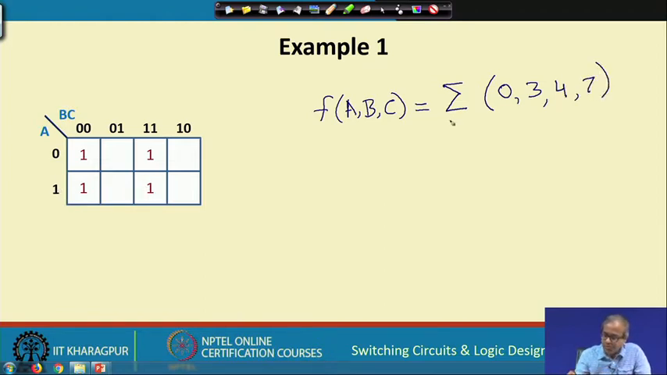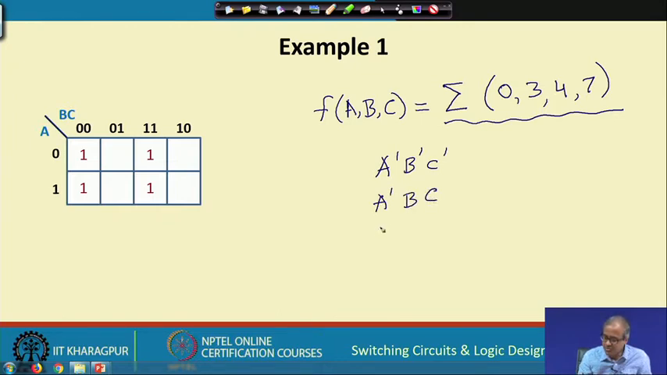So, this function I can also express like this. It is a sum of the minterms, there are 4 true minterms corresponding to the decimal values 0, 3, 4 and 7. Now, one thing before you go into the Karnaugh map: 0 means all 0 0 0, which means a bar, b bar, c bar. 3 means 0 1 1, which means a bar, b and c. 4 means 1 0 0, a, b bar, c bar, and 7 means 1 1 1, a, b, c.